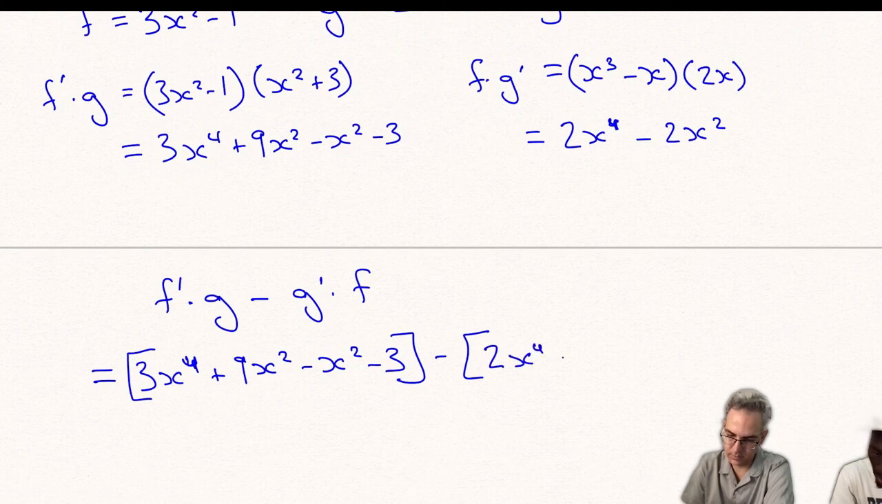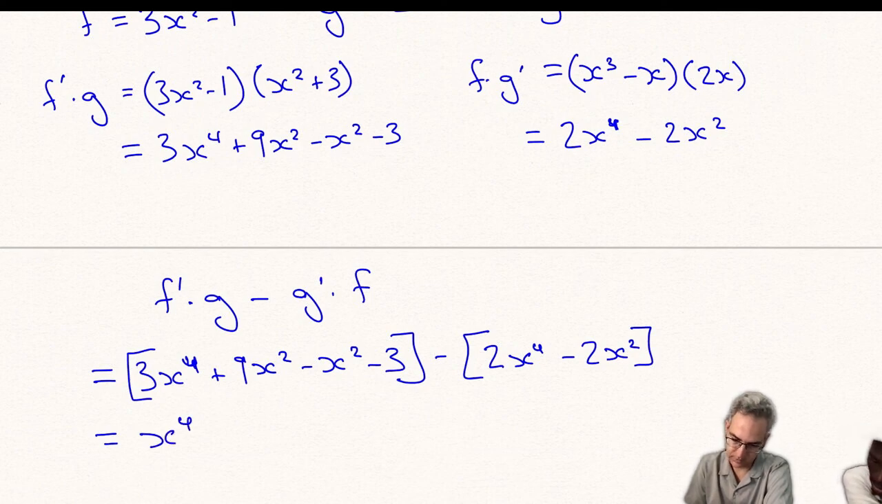2x to the fourth minus 2x squared. So we have 3x to the fourth minus 2x to the fourth, that leaves 1x to the fourth. We have 9x squared minus minus, that's a plus 2x squared, so we have 11x squared. Or we have a minus an x squared, we could have simplified that.